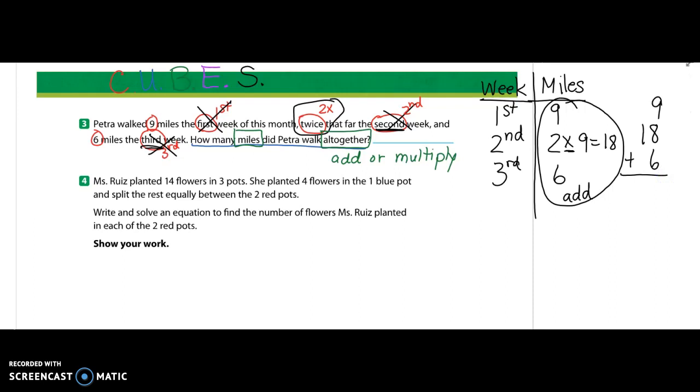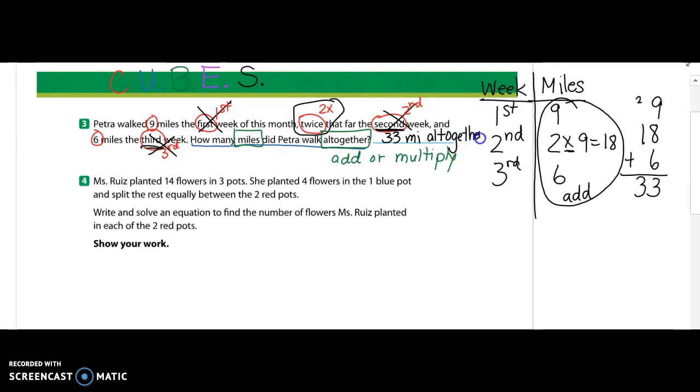Well, 9 plus 8 I know is 17, and I know 17 plus 6 is 23. So I'm going to carry the 2. 2 plus 1 is 3. So she's walked 33 miles altogether. And I can abbreviate miles for MI altogether.